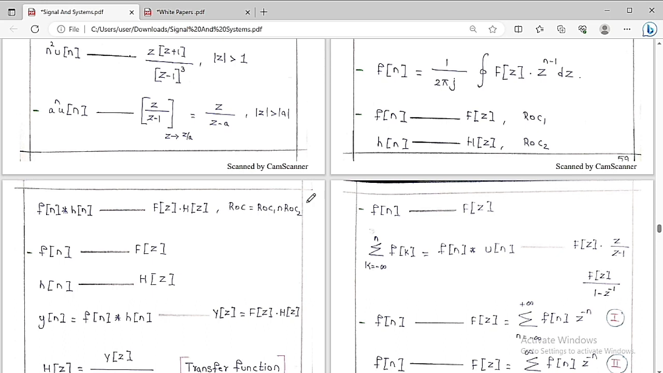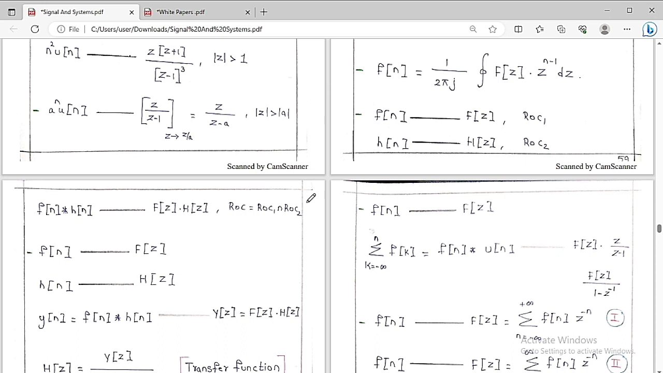So what I am trying to tell you is very simple. f of z is defined in ROC1 and h of z is defined in ROC2. If you want to do the product, then these two should define a common ROC. That ROC is nothing but the intersection of ROC1 and ROC2. So finally, the convolution in time domain leads to product in the frequency domain. The frequency can be either the Laplace domain or even the z domain also.